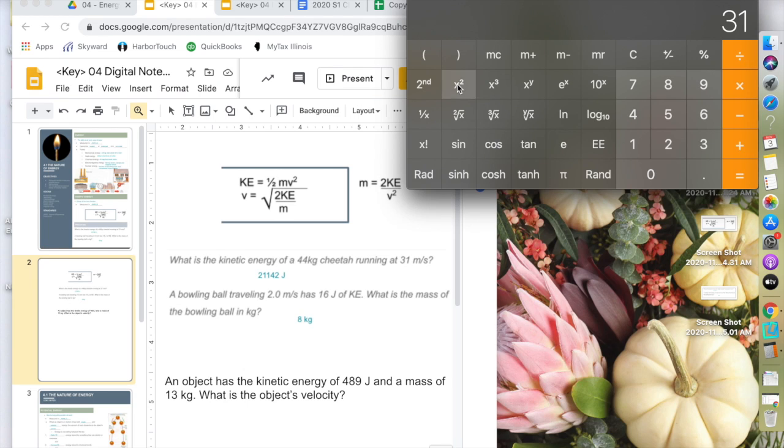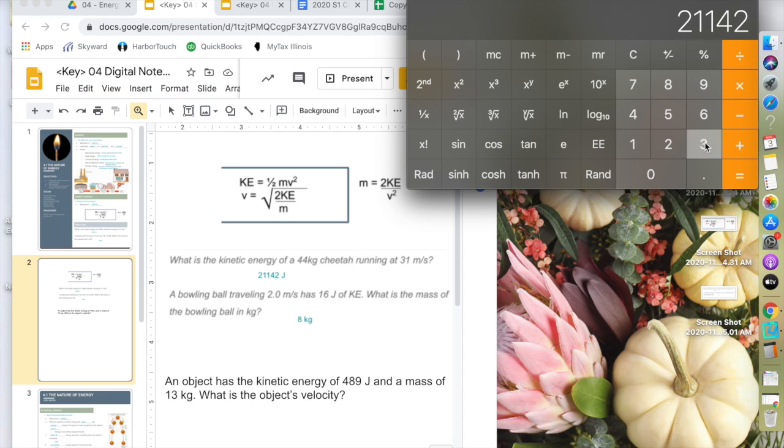Okay, so first we're going to start with velocity, so 31, and we're going to square it, so the x2, okay, times the mass, so times our mass is 44, okay, times 1/2, so times 0.5, and we should get that our answer is 21,142 joules.